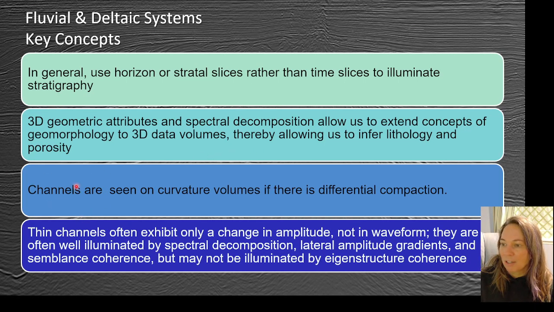Then you want to keep in mind some of the limitations that you may have with curvature, depending on the level of differential compaction that you have or that you don't have. And also, like in that one case, you can have a channel at a lower level that gets projected and is picked up by the attributes higher because of the differential compaction. And then thin channels, sometimes you can see them, sometimes you can't. It depends on your quality of seismic data or how much the amplitude of the waveform changes. But you can often illuminate them with spectral decomposition, particularly at the higher frequencies, and then coherence.